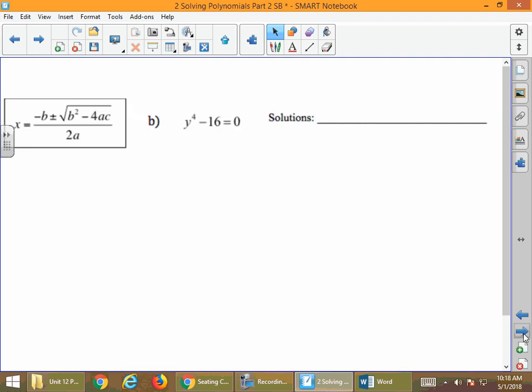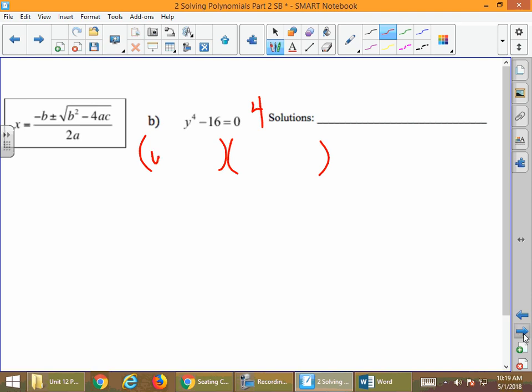So when we look at these quartics, once again, we know we're looking for 4 solutions. That's what quartic is, to the 4th degree. And we need to ask ourselves, can we factor? Well, y to the 4th minus 16. We can factor. It's actually the difference between 2 squares. So we're going to take the square root of y to the 4th. We get y squared. We're going to take the square root of 16, which is 4. And then it's the difference between 2 squares, so it's different signs.